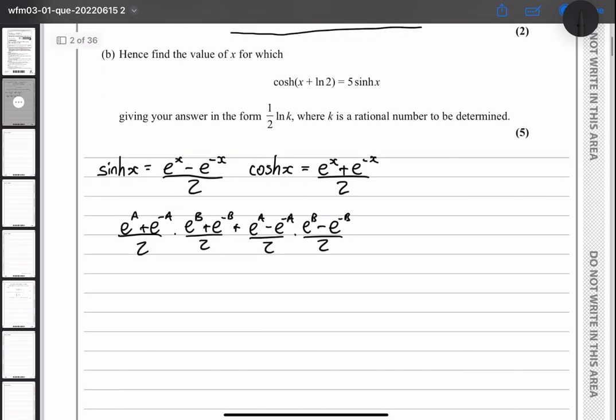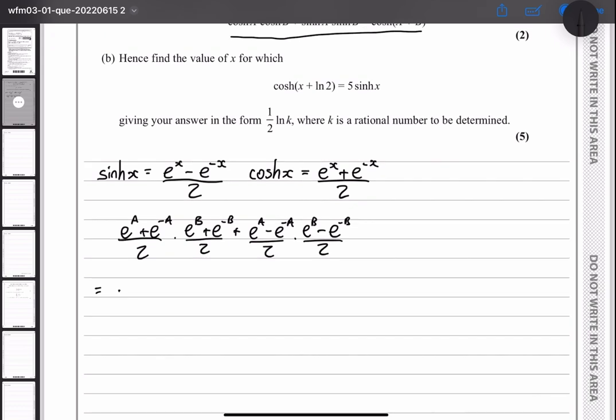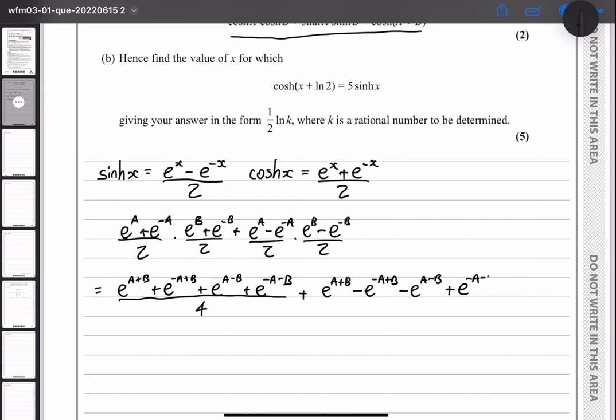And to do that we just work through the algebra. So that gives us e to the a plus b plus e to the minus a plus b plus e to the a minus b plus e to the minus a minus b, and on the bottom in the denominator 2 times 2 is 4, plus on the other one very similar, e to the a plus b, but then minus e to the minus a plus b minus e to the a minus b, and plus e to the minus a minus b, and again all over 4.